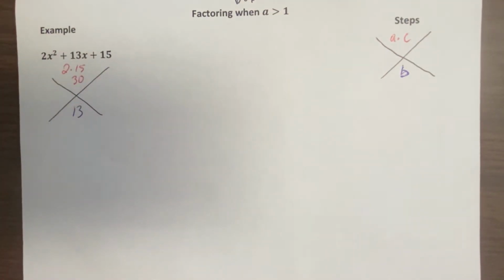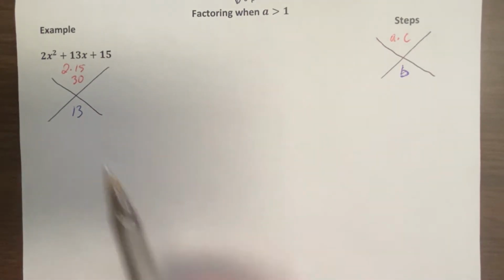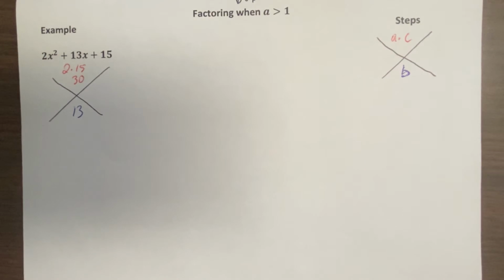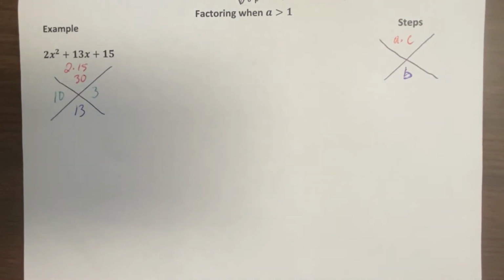So nothing's really changed from what we do with the a value of 1. We still need to fill in these values. What multiplies to get 30 and adds to get 13? I showed you the process the other day with the a value of 1, how to reason through this, but we have 10 and 3. 10 times 3 is 30, 10 plus 3 is 13.